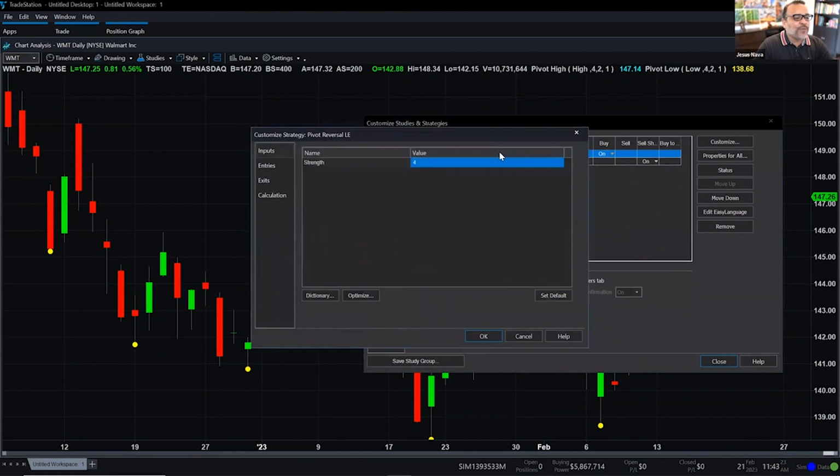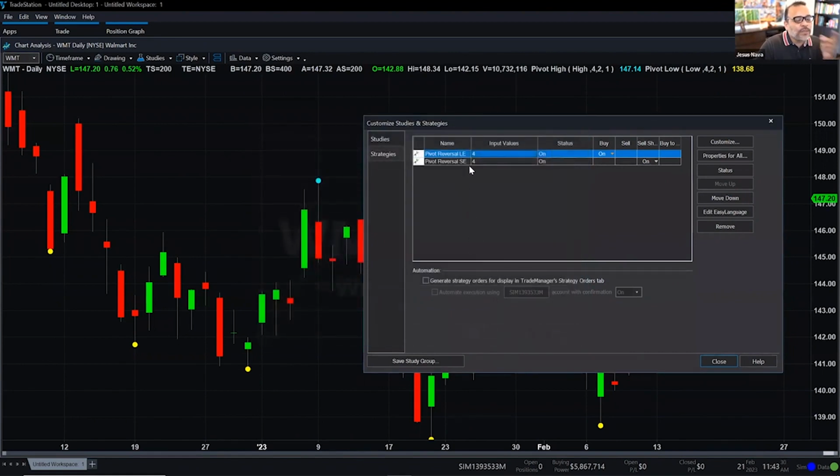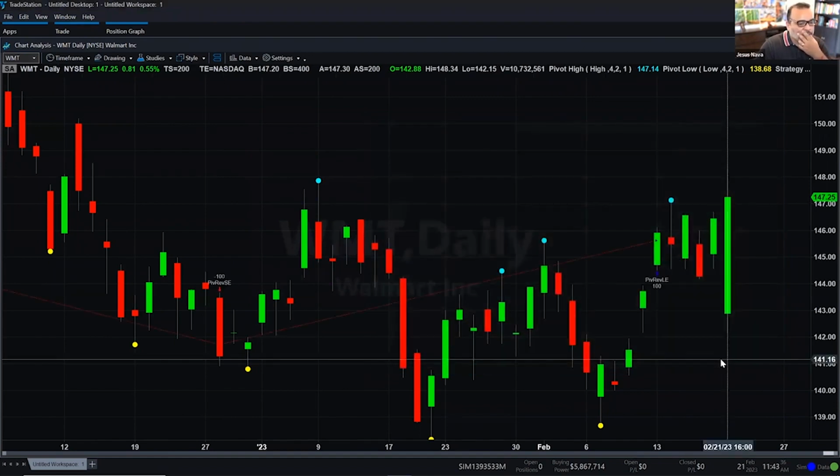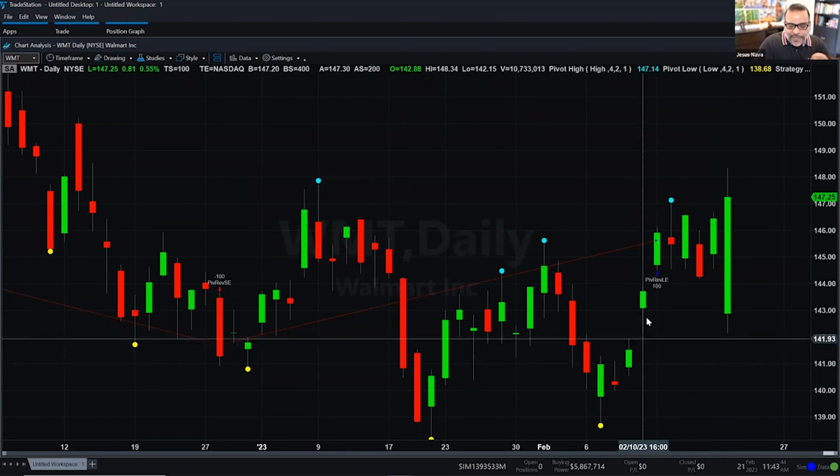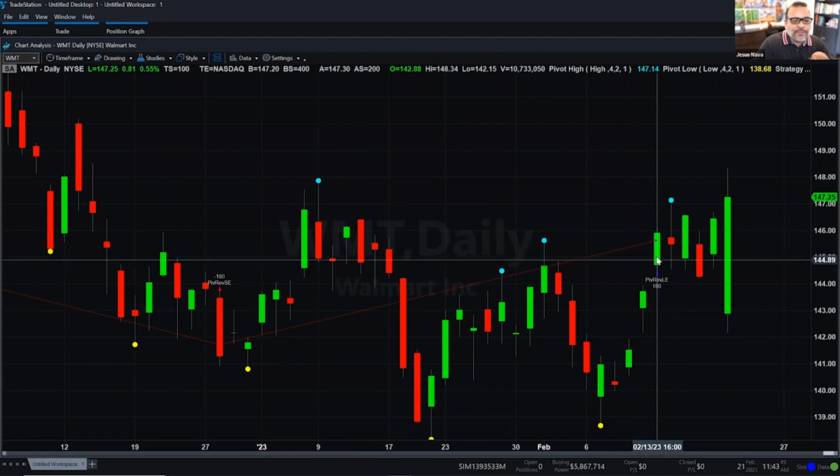And this only has one input, which is the strength. I think this is only allowing you to have one strength, and it's going to try to do it on both sides. Let me go ahead and click on close here. And that's exactly it. Remember that on the pivot extension strategy, the trade was right here. So now it's waiting for additional bars to happen.